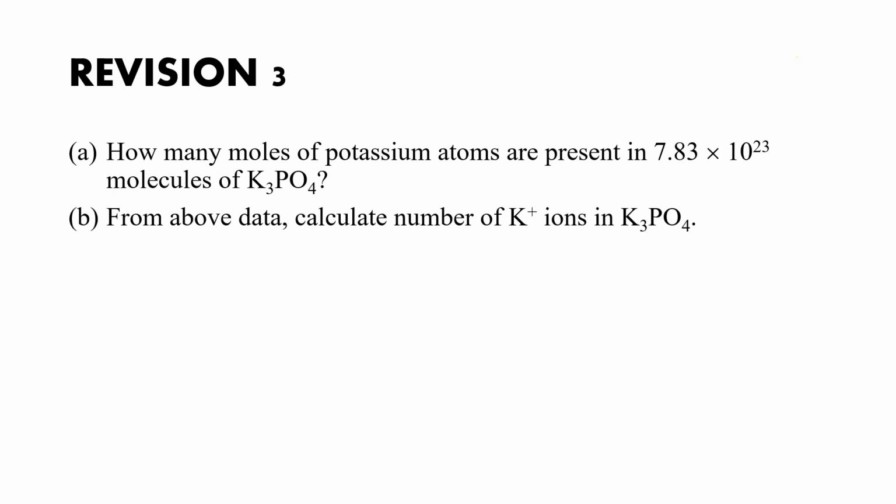Okay. So next, from the above data, calculate the number of K+ ions in K3PO4. So now awak nak cari number of ions. Okay, of siapa? Of K+ sahaja. So again, nak cari number of ions ke, number of atoms ke, number of molecules ke, kita mesti kena pakai general statement. Okay, yang mula-mula tadi tu. So ingat yang itu, iaitu 1 mole of anything equivalent to Avogadro constant.